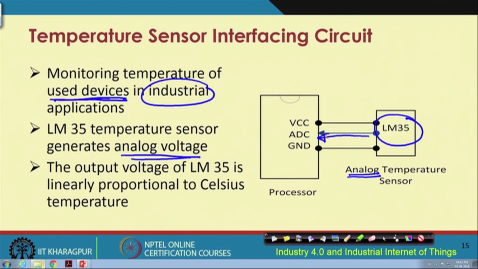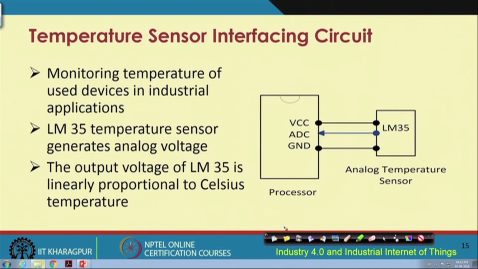Okay, which is proportional to the Celsius temperature. So, in this case, this LM35 comes with 3 different pins. One is the voltage one, the VCC, ADC is for analog to digital conversion, and then we have the ground. So, let us look at each of these components over here.